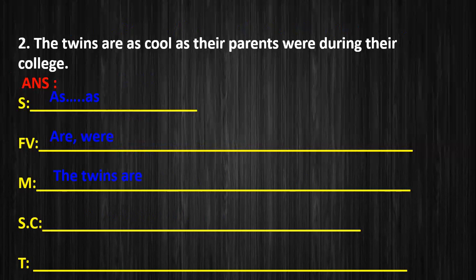Now it's time to find out the subordinate clause. As cool as their parents were during their college. This is going to be your subordinate clause. That's great. Come on, let's ask the question to the main clause. The twins are what? It's not working. The twins are which? Which twins are we talking about? No, it's not working. The twins are when? The twins are where? The twins are how? How are the twins? Oh yes, we got an answer.